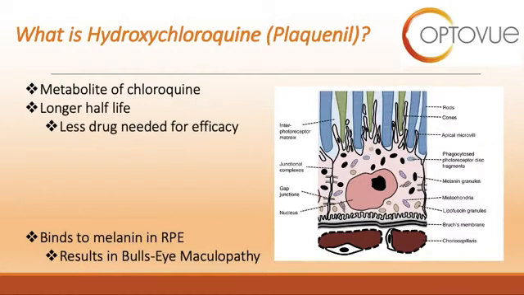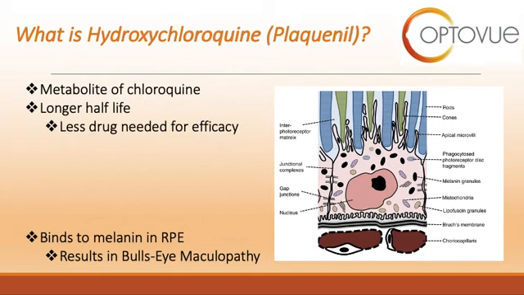Hydroxychloroquine is a metabolite of chloroquine. However, it is a more effective and safer medication. It's more effective because it has a longer half-life. Thus, it requires less drug to be efficacious.